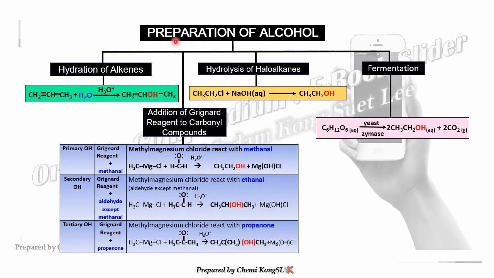This video focuses on preparation and chemical reaction of alcohol. Based on this slide, you notice there are 4 methods to prepare alcohol. First, hydration of alkene, hydrolysis of haloalkane, addition of Grignard reagent to carbonyl compound, and fermentation. Actually, 3 methods you learned already. Let's check one by one.